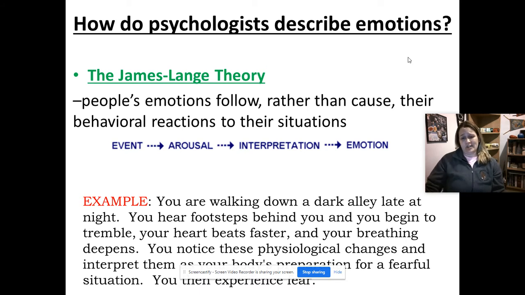Here's another example. You are walking down a dark alley late at night.